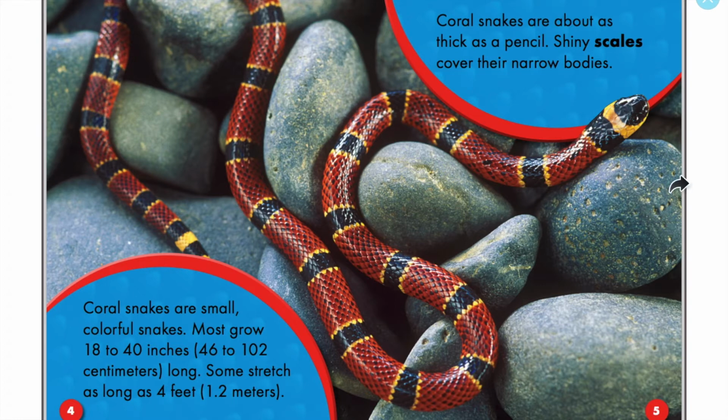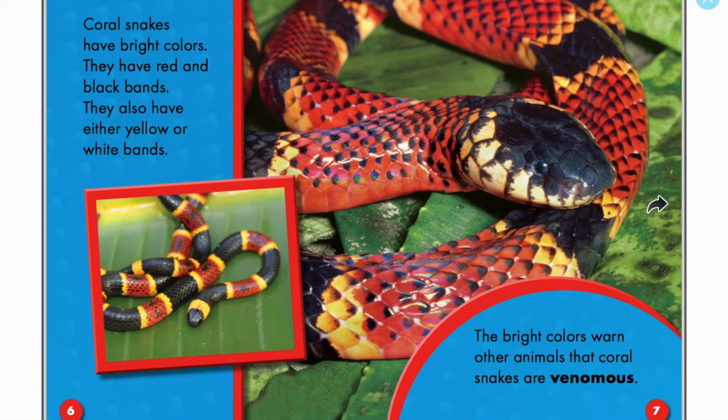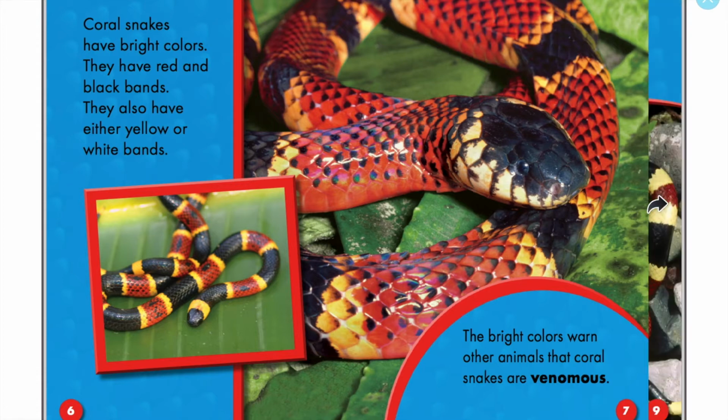Shiny scales cover their narrow bodies, and we can see their shiny scales. It looks like he's wet, but they're actually so shiny. Coral snakes have bright colors. They have red and black bands. They also have either yellow or white bands. The bright colors warn other animals that coral snakes are venomous. So if a snake is venomous, that means they're poisonous when they bite you, so they're very dangerous coral snakes.